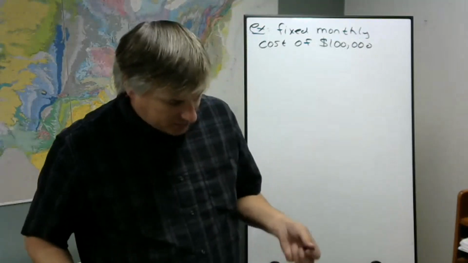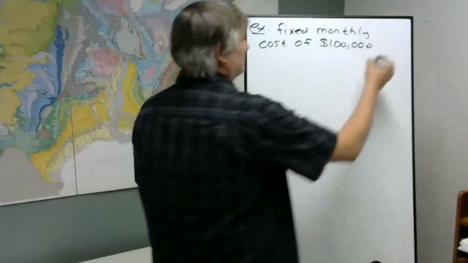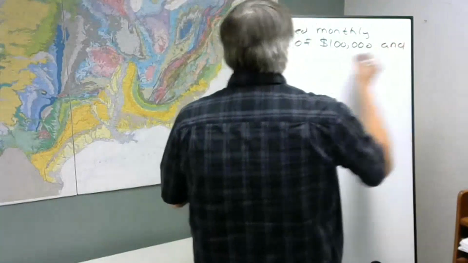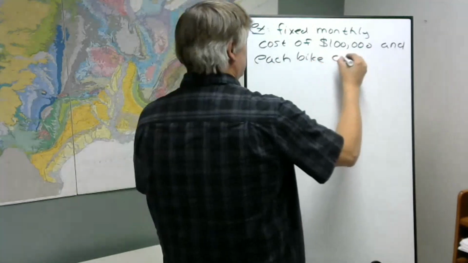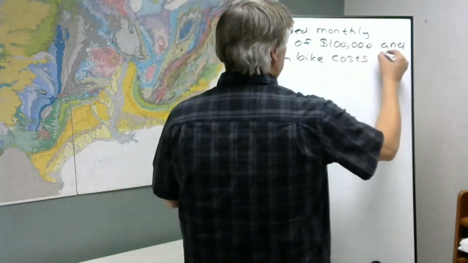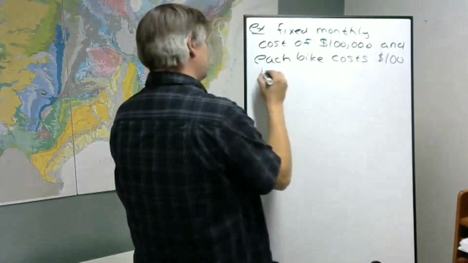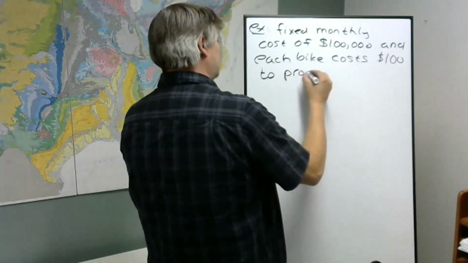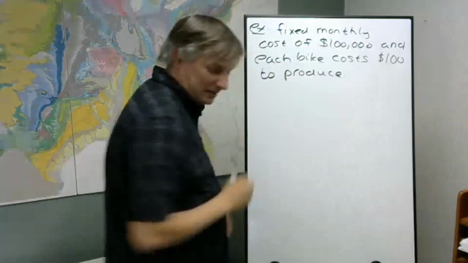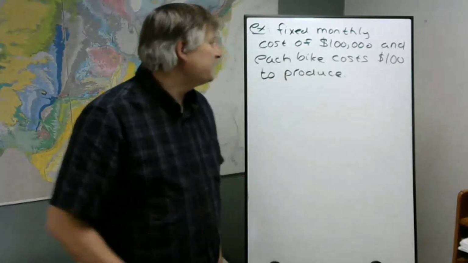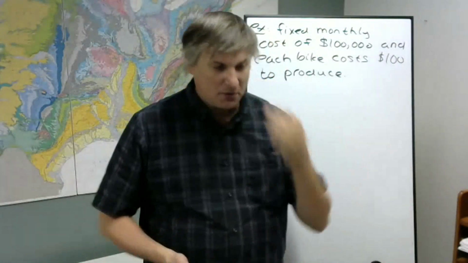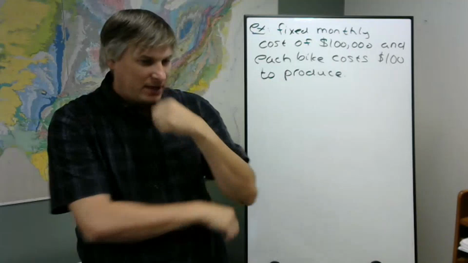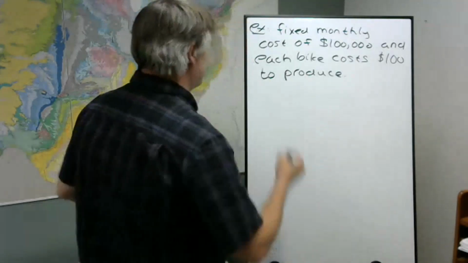And it costs $100 to produce each bike. So that's the situation. Now, fixed monthly costs, and then you have each bike costs $100 to produce. What goes into this is when you have fixed costs and variable costs.